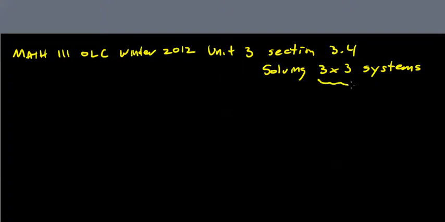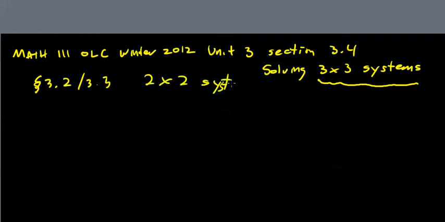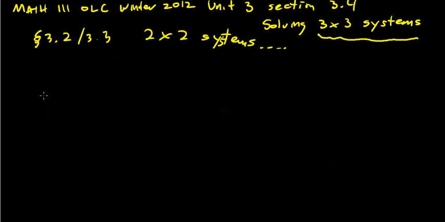When you've got a 3 by 3, that means you've got three equations with three unknowns. In Sections 3.2 and 3.3 we solve 2 by 2 systems, and so really this is just going to be an extension of what we've already learned in Section 3.2 and 3.3. Alright, Section 3.4. That's what we're going to start talking about today. Let me give you an example of a 3 by 3.